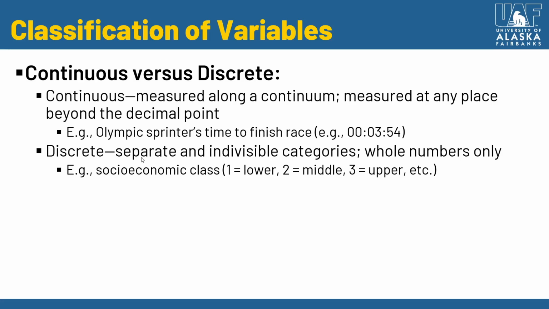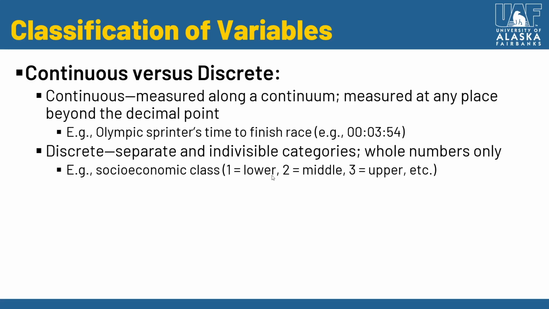Discrete then is when we have categories, right? So there's separate and indivisible categories, and we're using whole numbers only, right? So now we can't have decimals. Here we had 3 minutes, 54 seconds. Here we just have 1, 2, and 3. If we're looking at, for example, socioeconomic class, right? Lower class, middle class, upper class, something like that. Or maybe race and ethnicity, right? If I'm just asking people their race or ethnicity and then I need some way to categorize them.